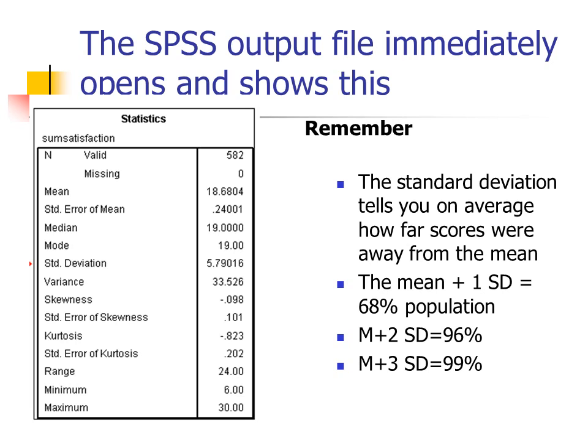And we're going to look through some of the output. This first table shows us the sum satisfaction variable statistics. There were 582 people, that's the N, the sample size. We see a mean of 18.68, and then we see a standard deviation of 5.79.